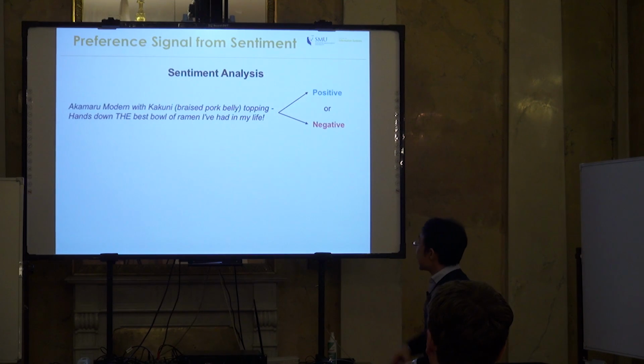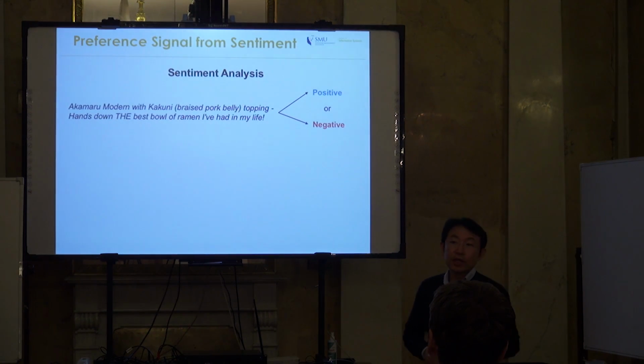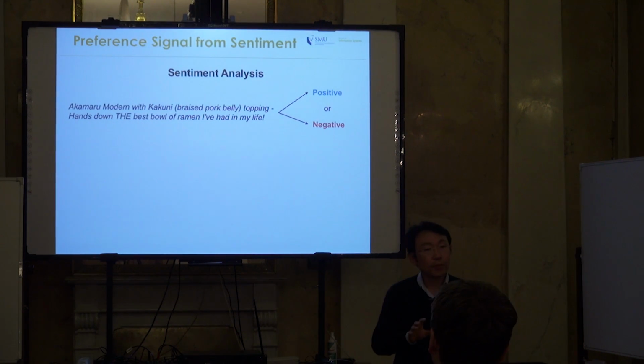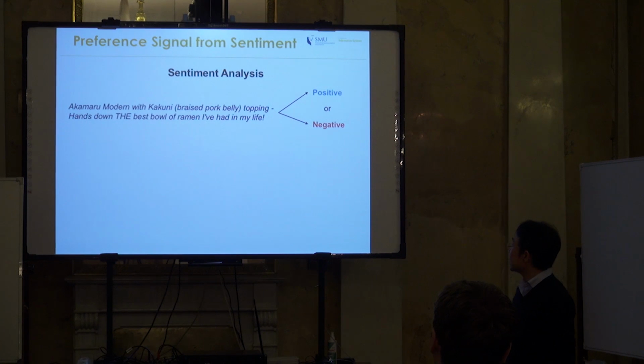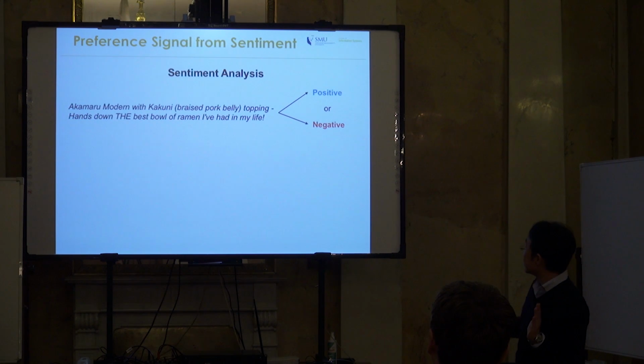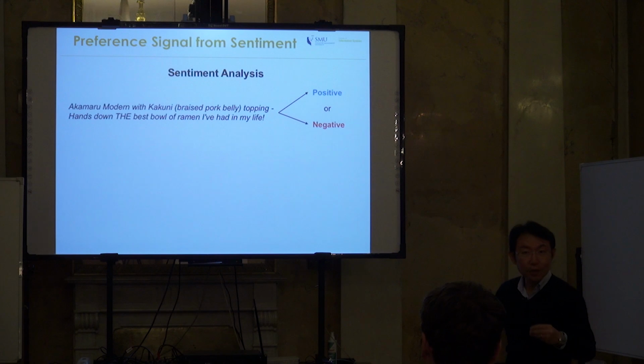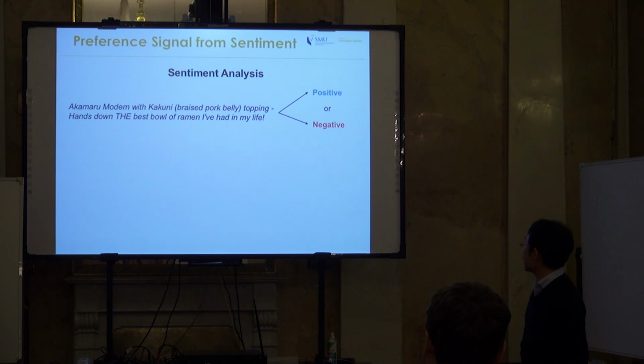Now, in the past, when people looked at these reviews, the focus was on learning sentiment from the text. That means they look at the text itself and try to figure out whether it is positive or negative. Now, this is an example: Akamaru Modern with Kakuni. This is a ramen dish. Ramen is like a Japanese noodle soup. And here, if we read this sentence, we can probably tell that it is a positive sentiment because there are words like best and so on.